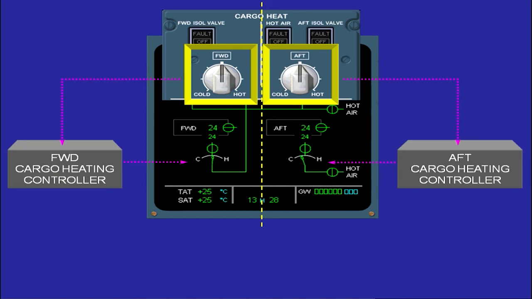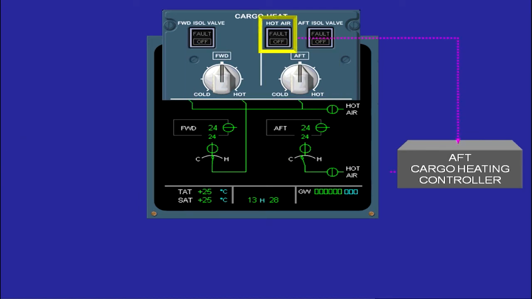The temperature selectors send demand signals to the associated cargo heat controllers. The cargo heat controllers then move the trim air valves to adjust the temperature of the air entering the compartment. The hot air push button switch controls the aft cargo compartment hot air valve via the aft cargo heating controller. This push button switch normally remains in the lights out auto position. Notice that the forward cargo compartment does not have an independent hot air valve. The forward cargo trim air system is fed from the cabin hot air valve.